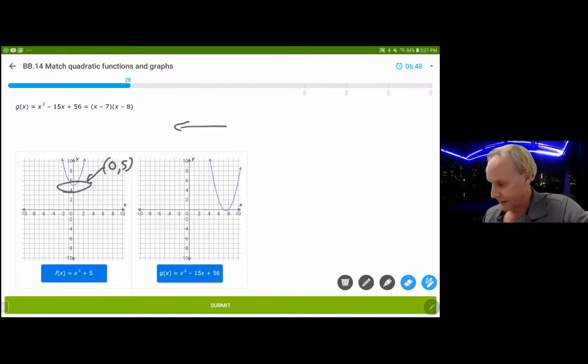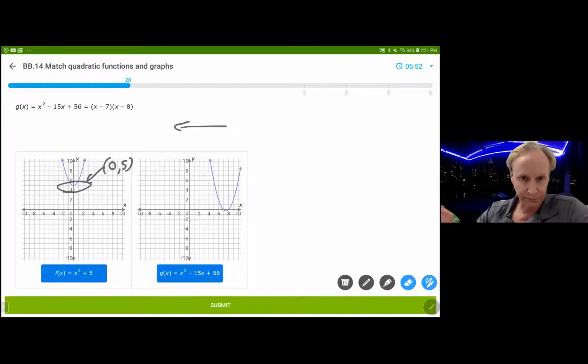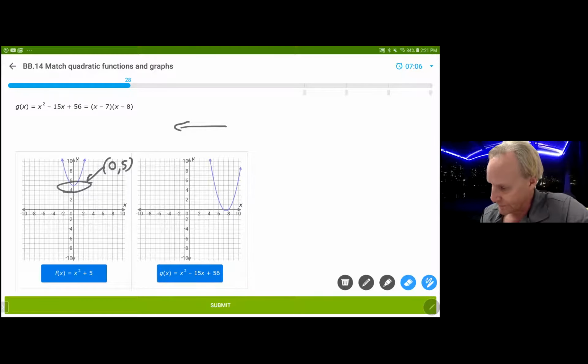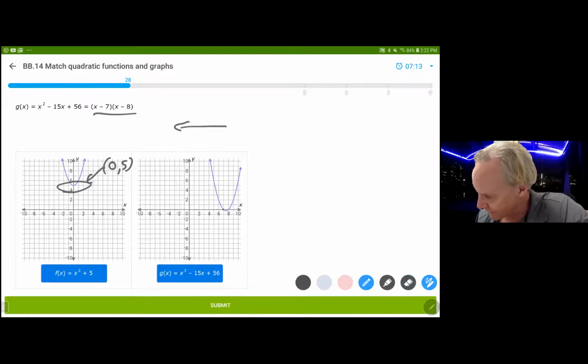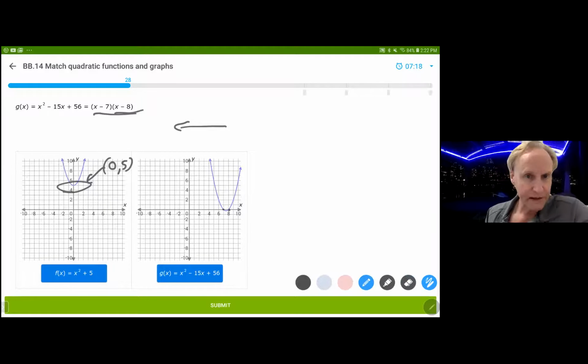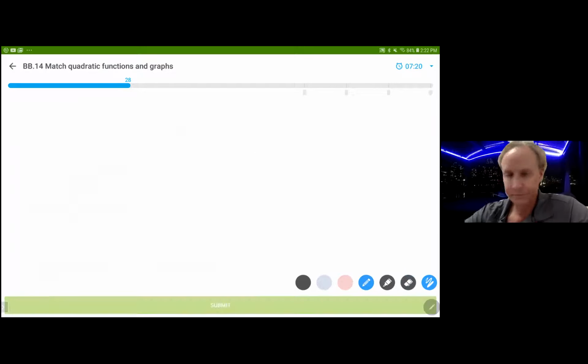Clearly, this one has been moved. It has 2 zeros. It looks like 8 and 7 are the 2 zeros. And there it is. The vertex is between 7 and 8. And there are the zeros that you can see up here. That gives you a 0 of 7. That's why this has a 7 on it. And this one has a 0 of 8, which is why that point is there. So hopefully that's clear. Now let's take a look at this one here.